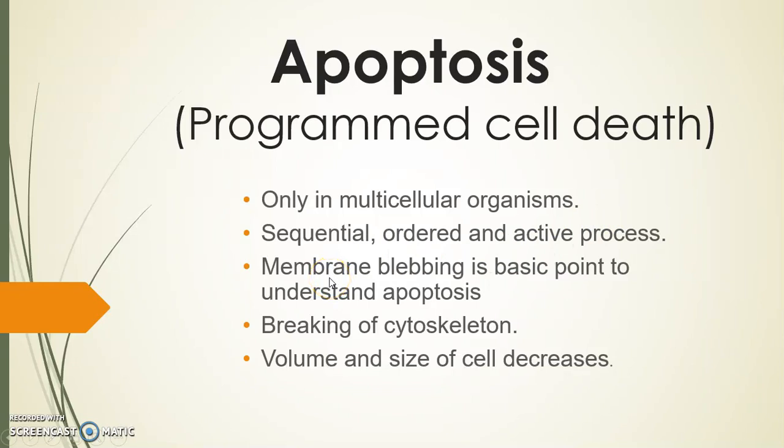Membrane blebbing is the basic point to understand the apoptotic pathway, and in this process there will be breakage of the cytoskeleton. The cytoskeleton includes microfilaments, intermediate filaments, and microtubules. In the process of apoptosis, the volume and the size of the cell will decrease.